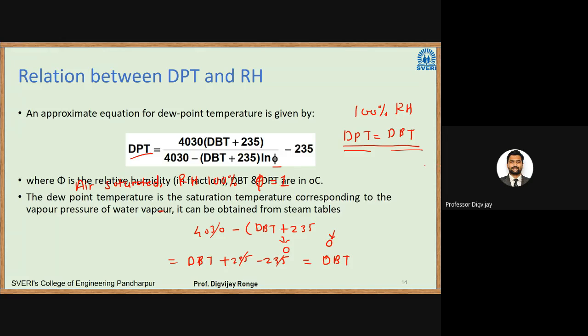So if you take the vapor pressure of water vapor, that table I have just shown you, temperature versus saturated vapor pressure. So corresponding to that partial pressure of water vapor, whatever saturation temperature it is, that is nothing but the dew point temperature. Okay.